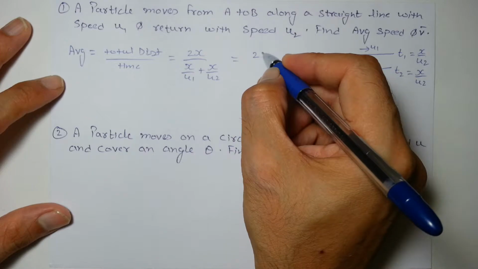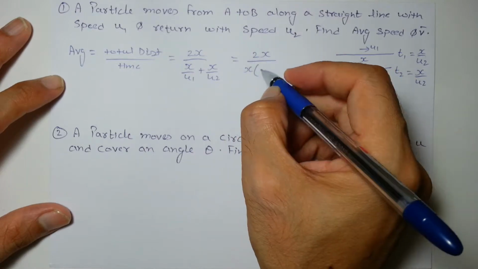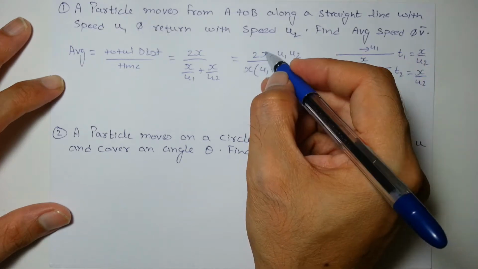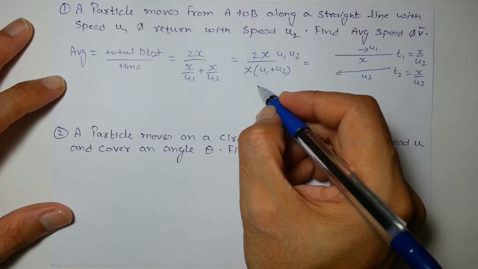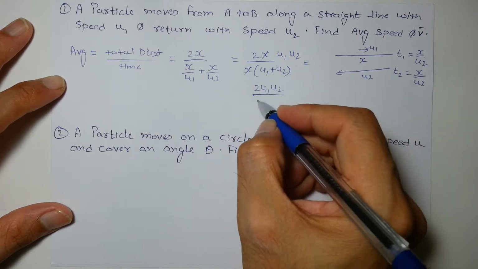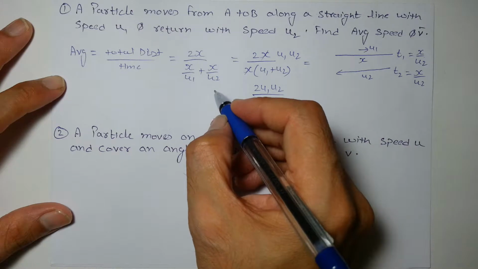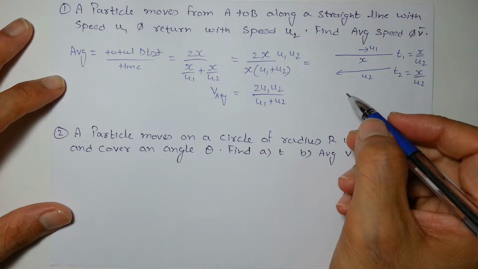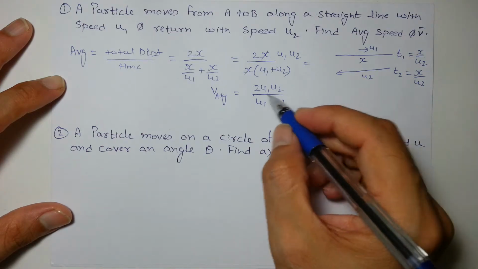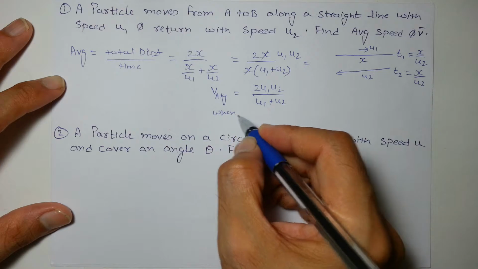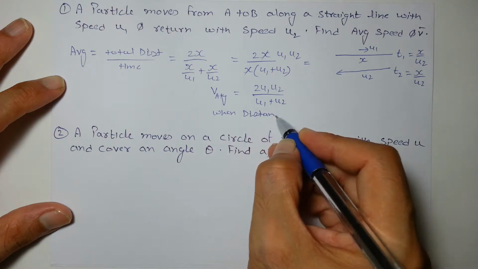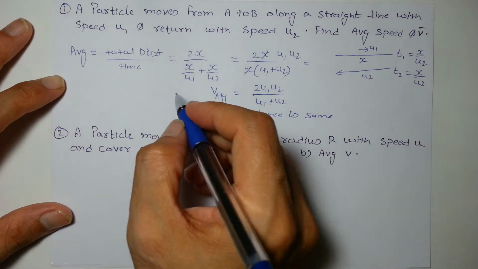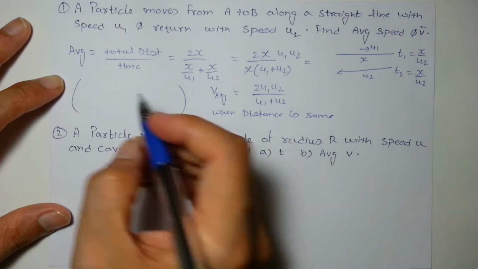On solving very carefully, we can get u1 plus u2 on top and u1 u2 at the bottom. Okay, so we get 2 u1 u2 over u1 plus u2. That is a very famous expression for average speed when distance covered is the same. Again, average speed when distance is the same is 2 u1 u2 over u1 plus u2. You can remember this expression and use it.